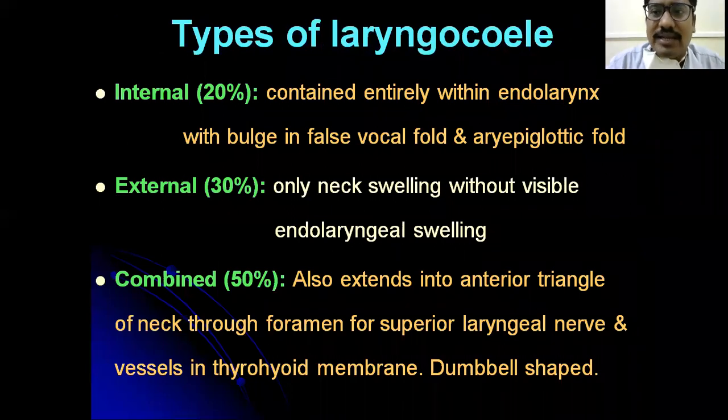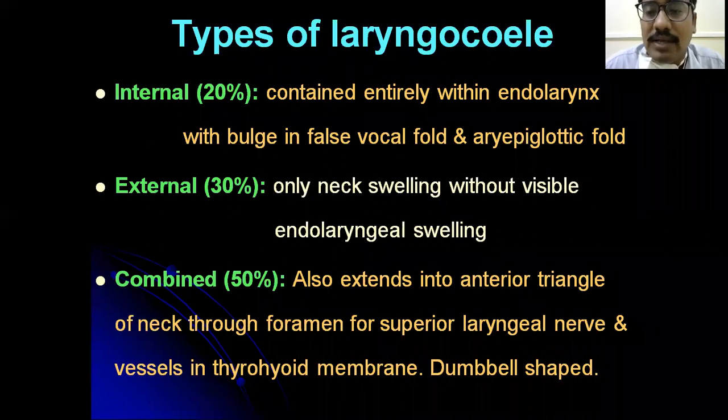Then what is the external laryngocele? The external laryngocele is outpouching of the laryngocele into the neck. Then what is combined laryngocele? Internal laryngocele along with external laryngocele. If we combine both of these, it is called a combined laryngocele.